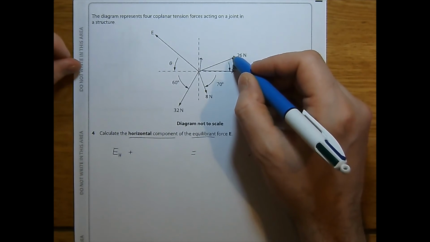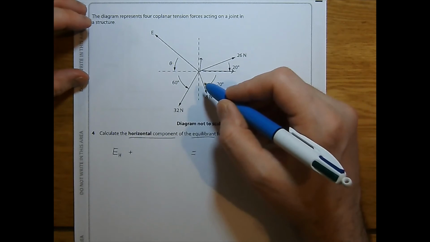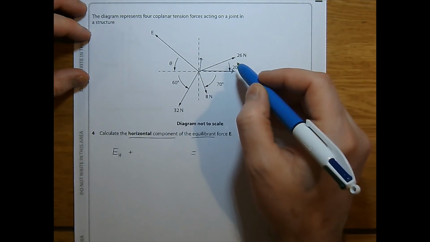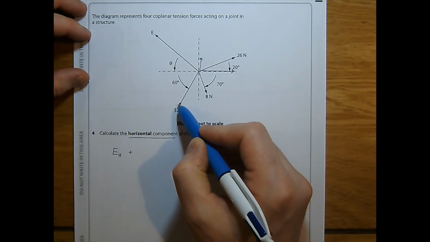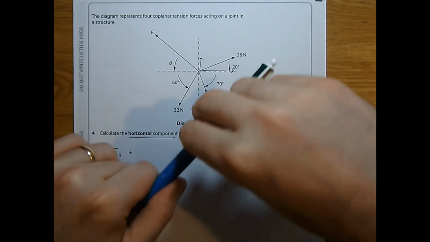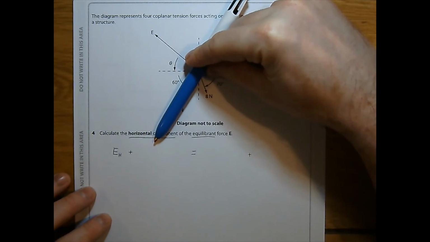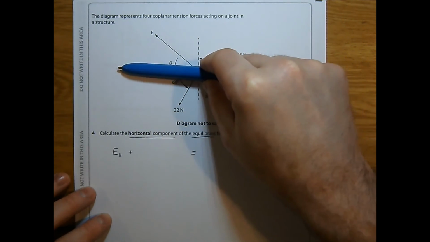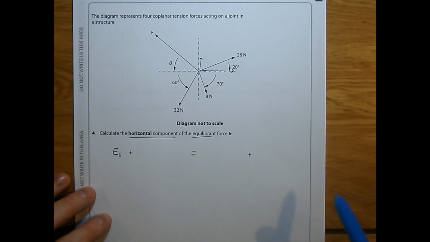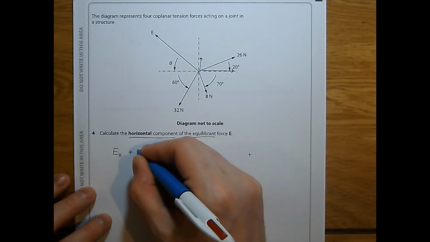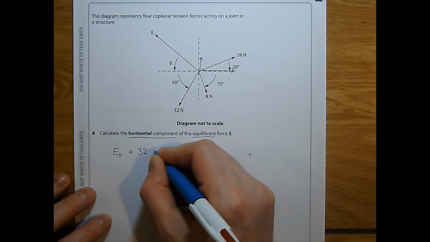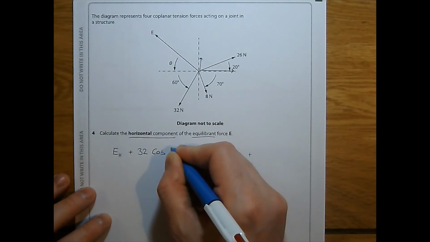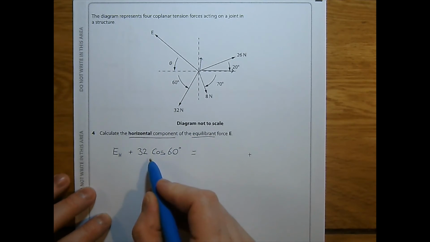In this case, we'll see whether we're using sine or cos for each case. So for this first one here, this 32 newtons, am I opening or closing that angle of 60 as I take it to horizontal? Well, I'm closing that angle there, so I'm going to have 32 cos 60 degrees. Cos begins with C, close begins with C, that's how I remember it.